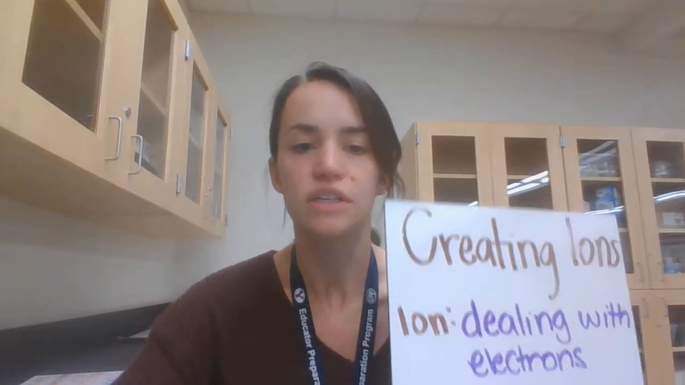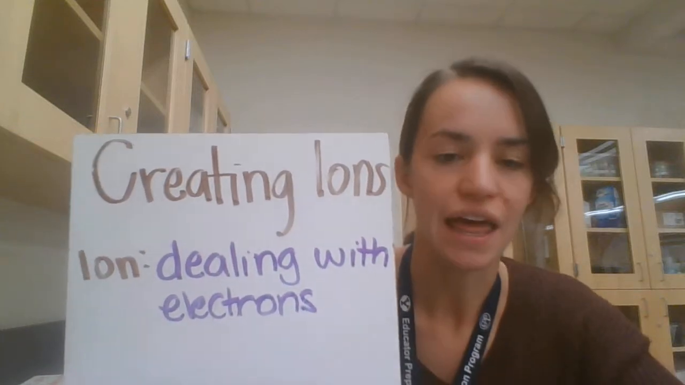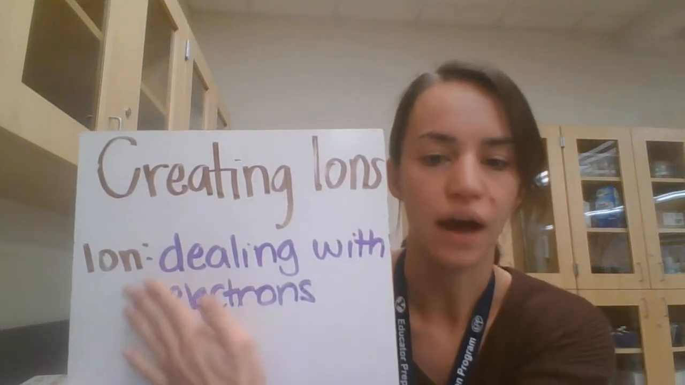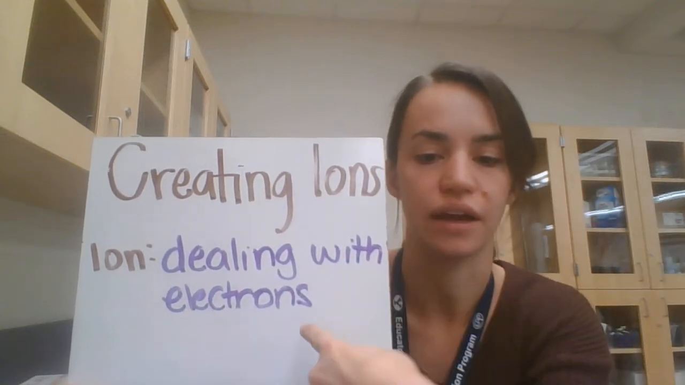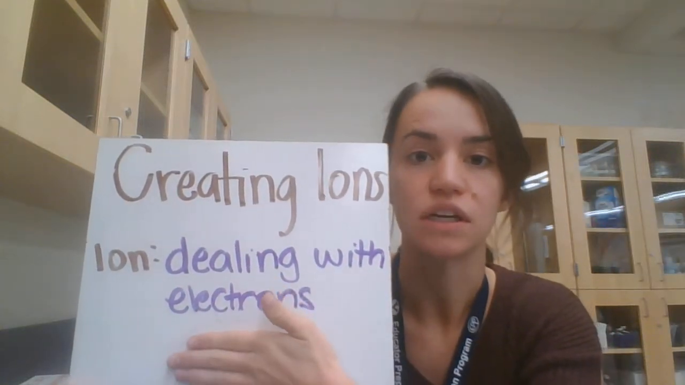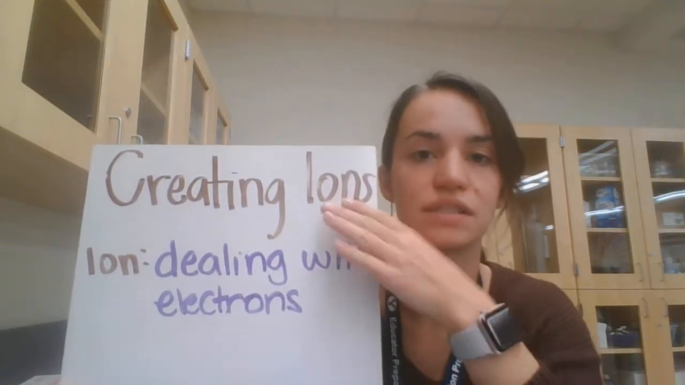All right, hopefully you have a notebook and a piece of paper. So let's get started. I'd label your notes creating ions. Today we're talking about ions, and if you remember back to the first unit, ions are dealing with electrons. We're going to either be adding electrons or taking electrons away to create ions.